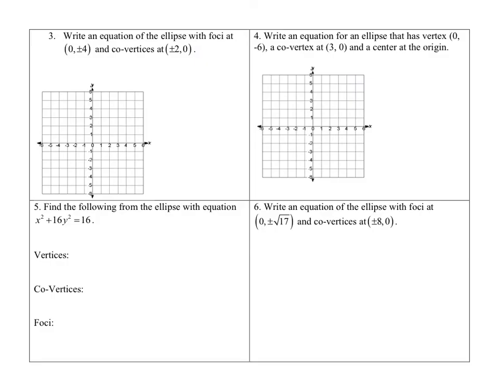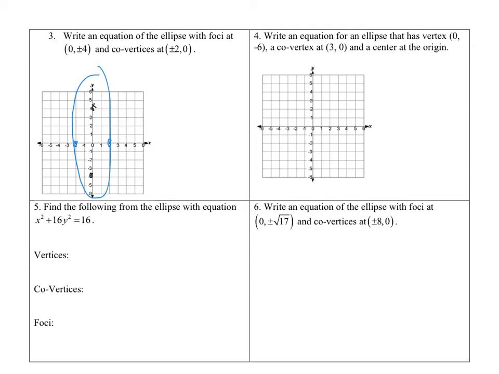Write an equation of the ellipse with foci at (0, ±4). So I'm just going to draw a sketch of this. If the foci are on the y-axis, I'll sketch the co-vertices here, that means it's going to be stretched out this way.